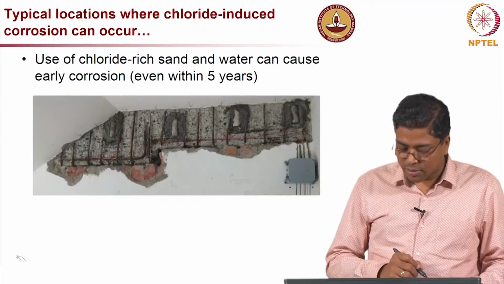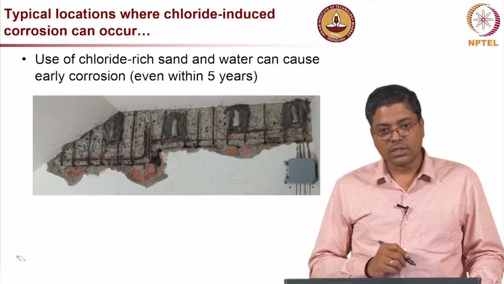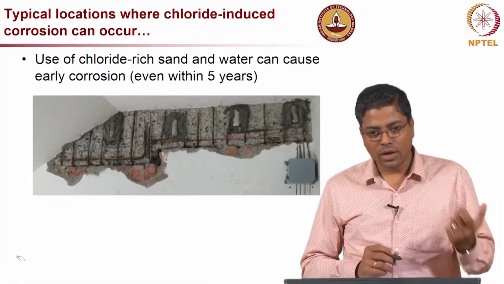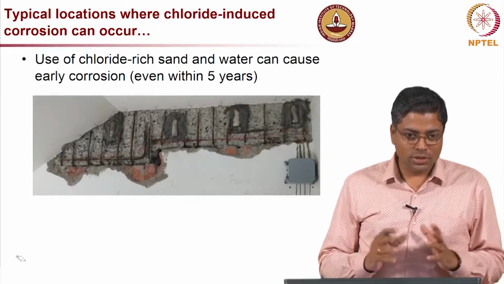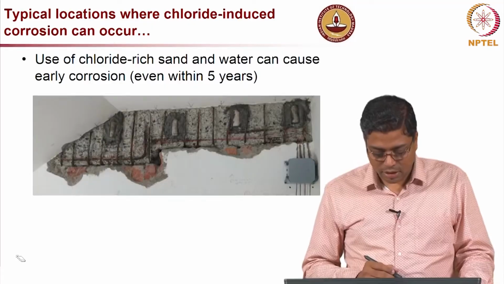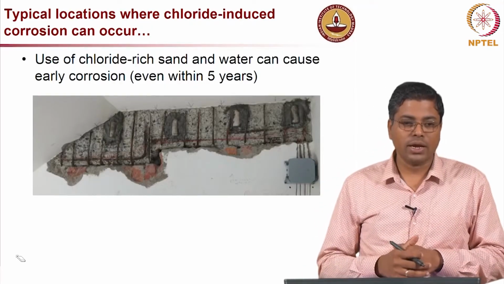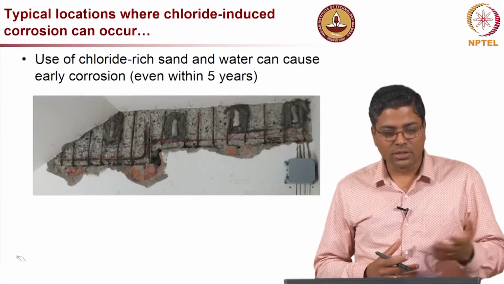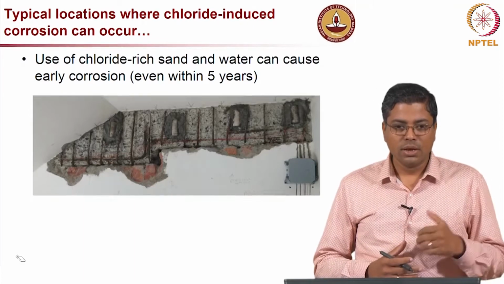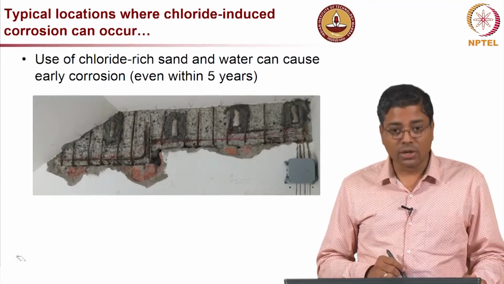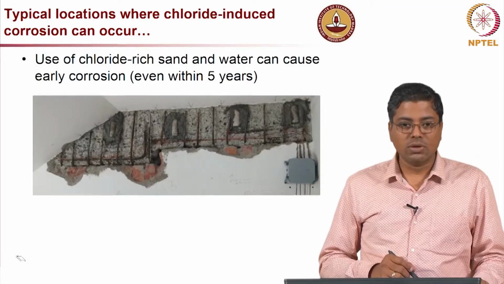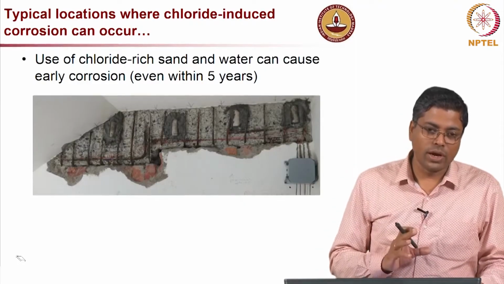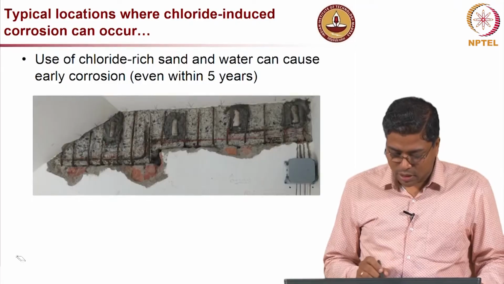Now, this is an example where in this particular structure they used chloride-rich sand and chloride-rich water. It could happen in several places. If sea sand or some sand which is rich in chlorides is locally available, people will try to use it, but eventually you will see that it was not a good choice. We have to make sure that the ingredients which we use in concrete are free from chlorides, or at least have minimal quantity.